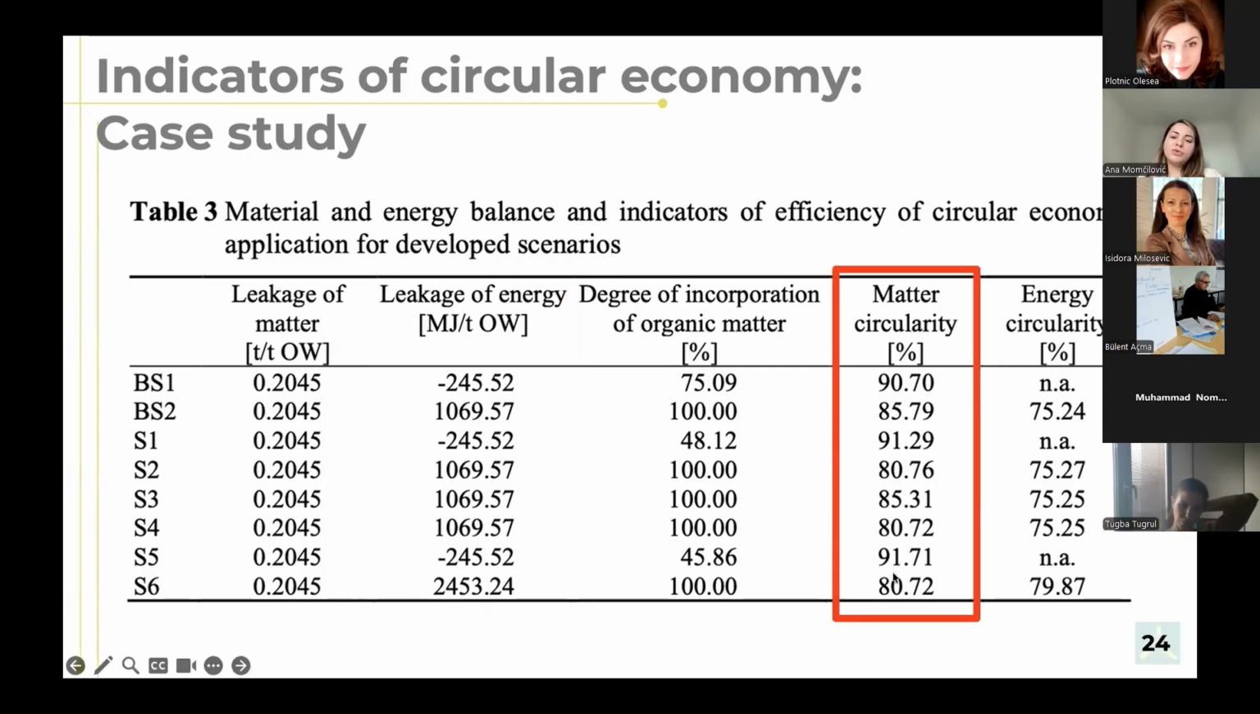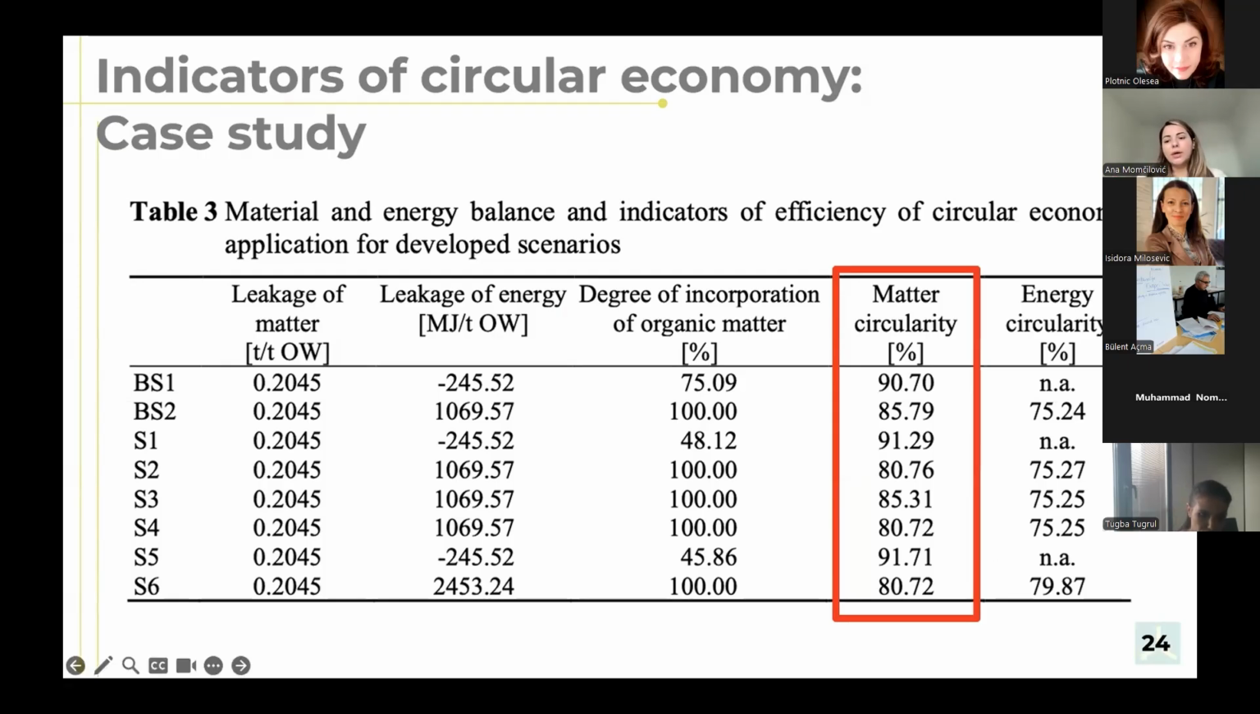When it comes to matter circularity, the best is, of course, where there is composting, because we return the nutrients to the fields. But the scenario that has anaerobic digestion and composting also has really good matter circularity. It means that 80% of the nutrients are circulating through the closed loop. Also, it is the lowest value of all scenarios.